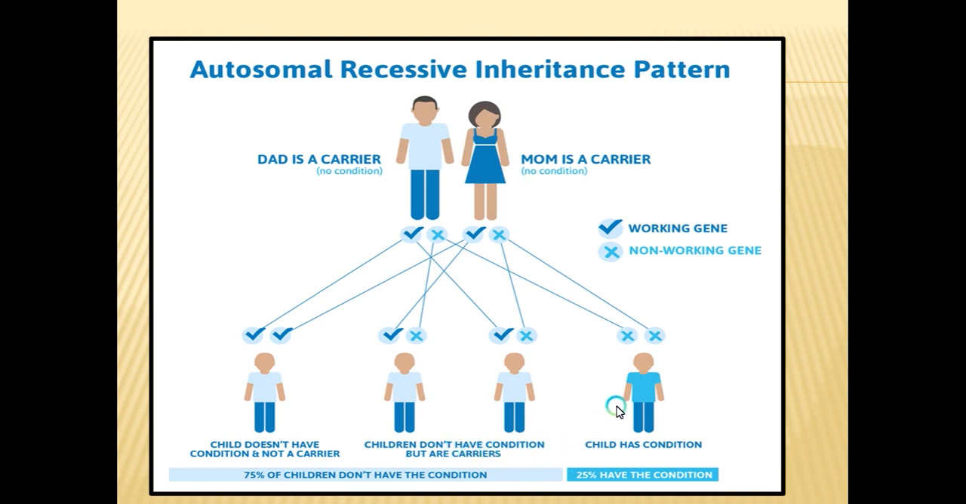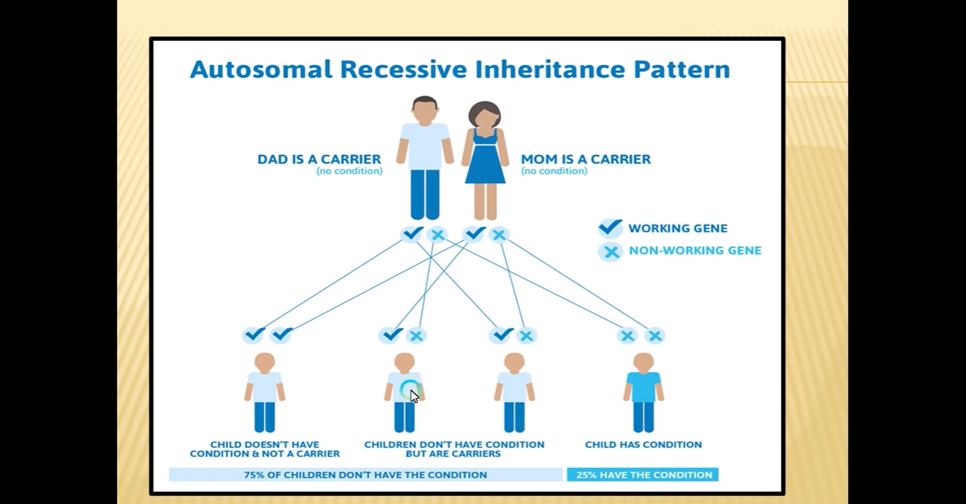Next, this child has the condition. Why? Because from both sides the defective gene is coming, so this child has the disease. So what do we infer from this chart? That 75% of the children do not have the condition.